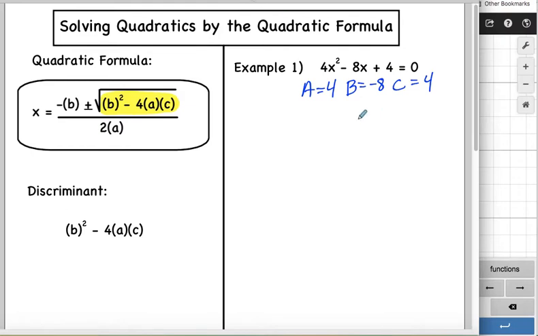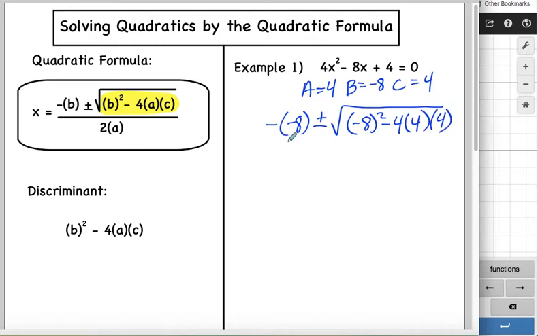So we're going to look at one example of each type here, starting with this one. So we have our a and our b and our c, and I'm going to fill in the formula, which is -b, which is -8. So it's going to be minus and minus, which is going to make that a +8, plus or minus the square root of -8 squared minus 4 times a times c.